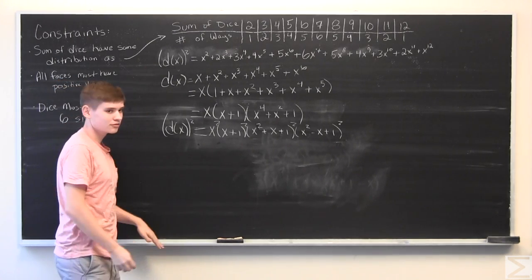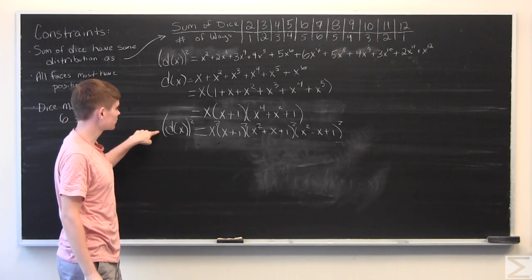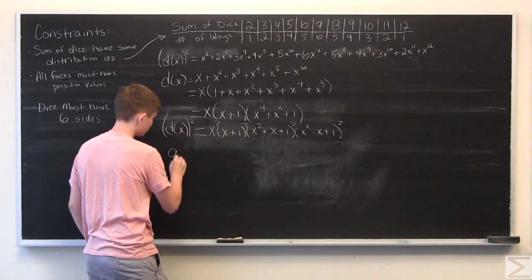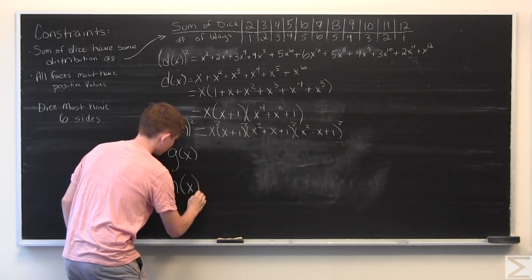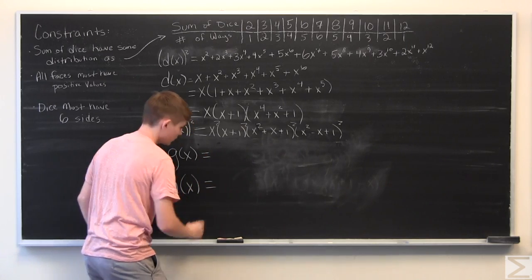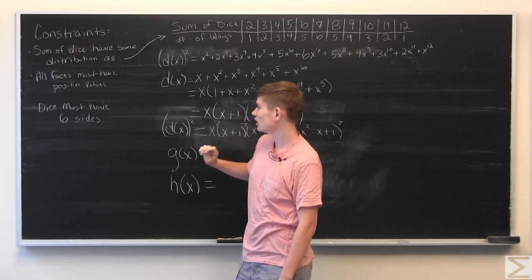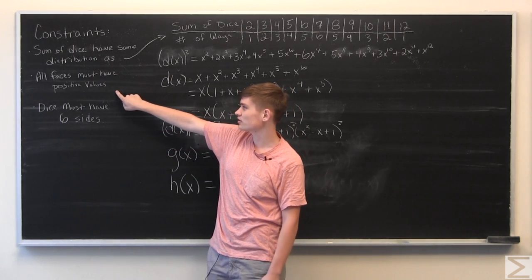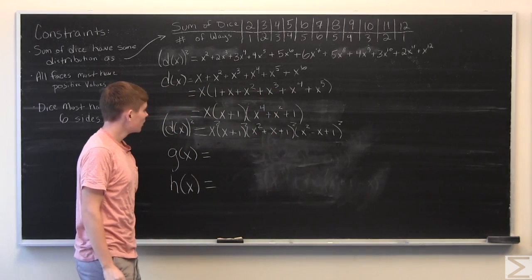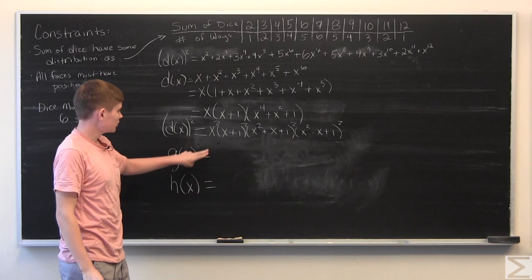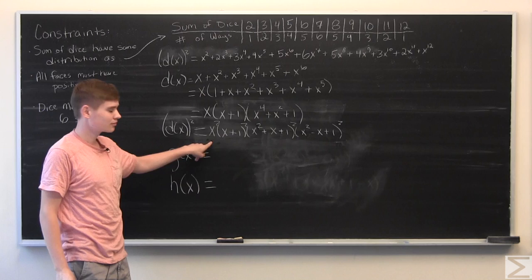Now we have to write two other polynomials whose product is d(x) squared. So let's just say g(x) and h(x). Now we have to start looking at our constraints. One of the constraints is all faces must have positive values, or values greater than 0. So what we do to fix this is we have to give each of these terms a factor of x.